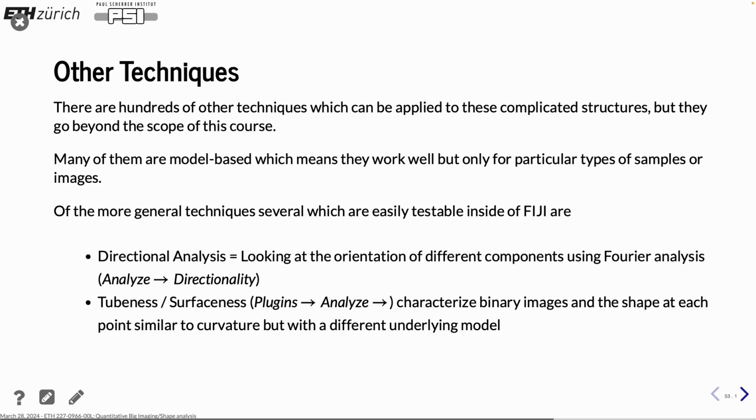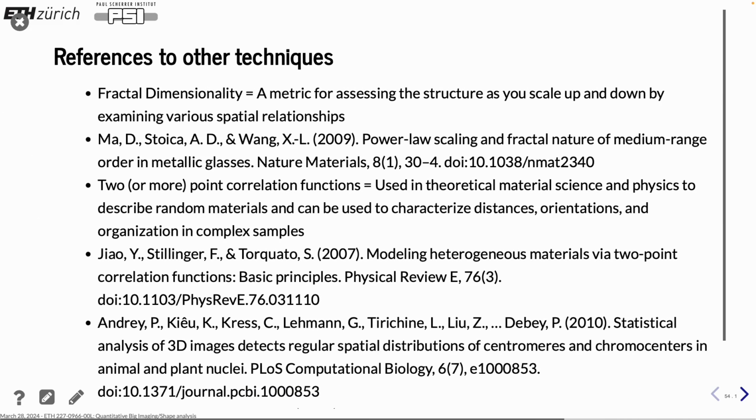And other things we can look at would be to do some directional analysis. So we can also look at tubeness or surfaceness of different shapes. It can come into even fractal analysis to describe how a material is looking. And this would be quite detailed, so I leave it with that. And of course, it's a popular topic, so there is a lot of literature if you are interested in looking into it.